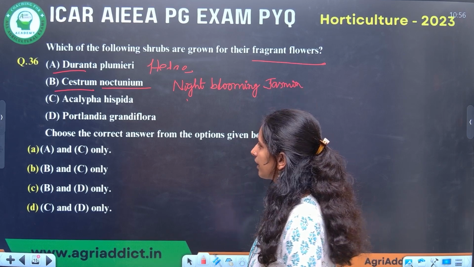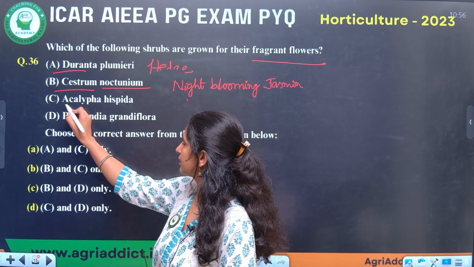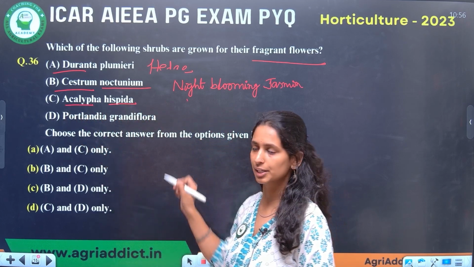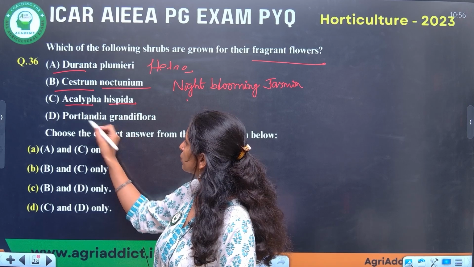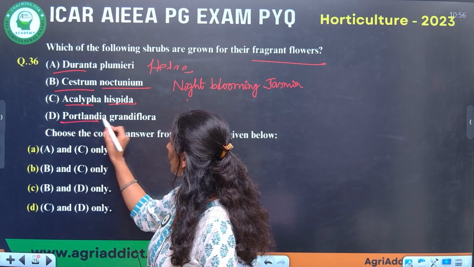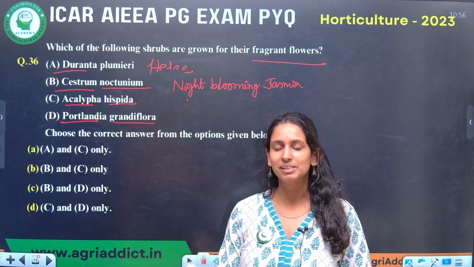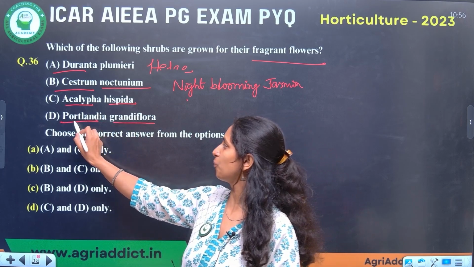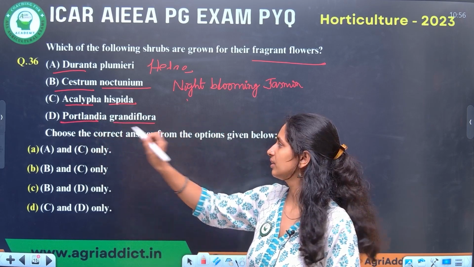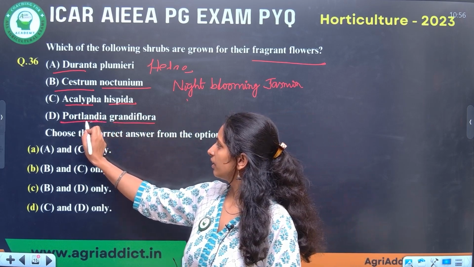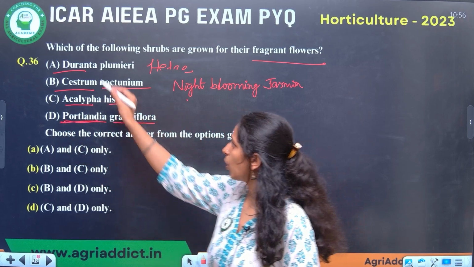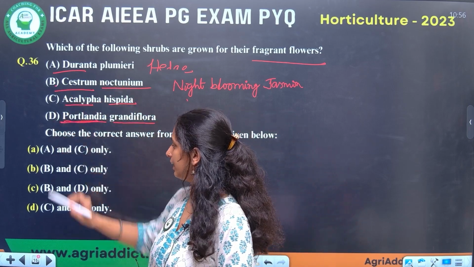Okay. Then Acalypha hispida is also a hedge plant. And Portlandia grandiflora. Don't mispronounce it sometimes. If you think it is Portulaca, it will misguide. Portlandia is fragrant. So option B and D. C.